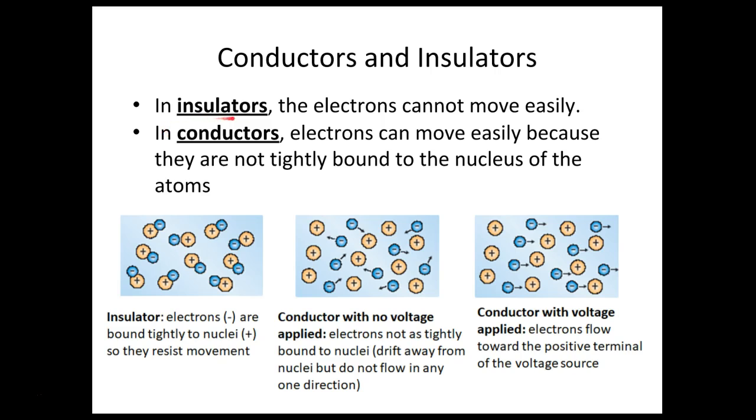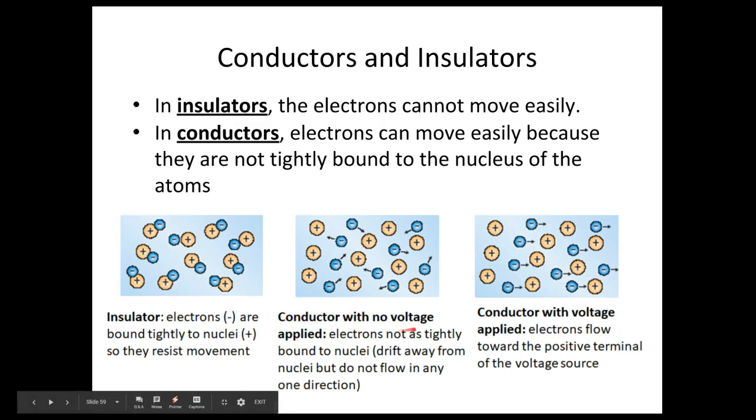So in insulators, the electrons cannot move easily. Okay, so an insulator, remember, is something like rubber or wood or something along those lines. In conductors, though, electrons can move easily because they are not tightly bound to the nucleus of the atoms. So this is what an insulator might look like over here. The electrons, which are the negative, blue in this case, are bound tightly to the nuclei, which are the positives here, and so they resist movement.